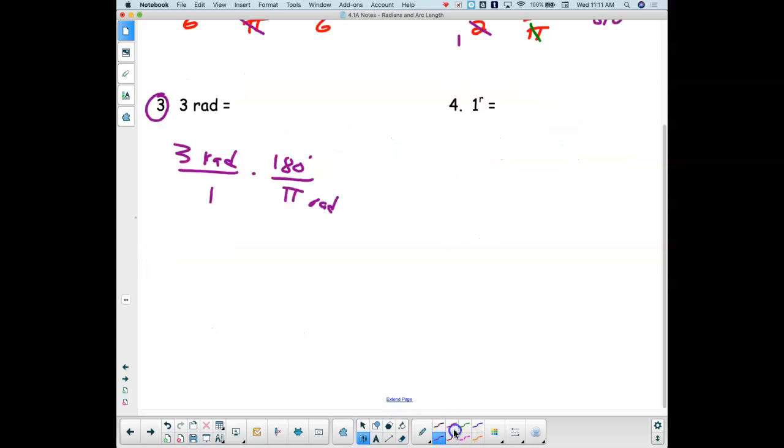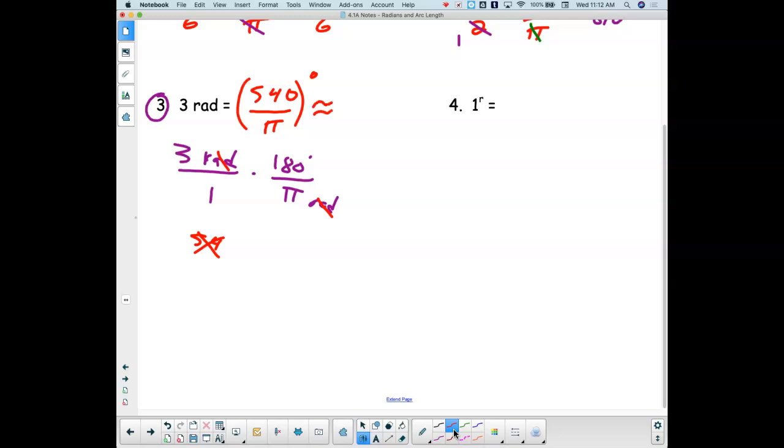So we're going to cancel the radians. Oh, but I can't cancel that pi in this case. So I'm going to do 3 times 18. 3 times 18 is 540. So I get, let's just do it up here, I get 540 over pi. That's the exact answer. So that's the one that I like. There's a degree. That's fantastic.